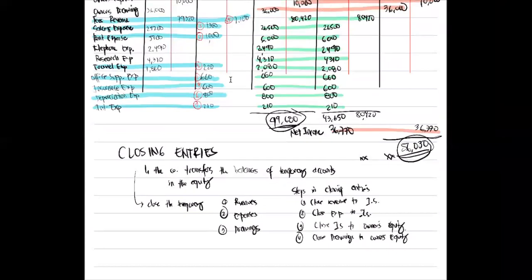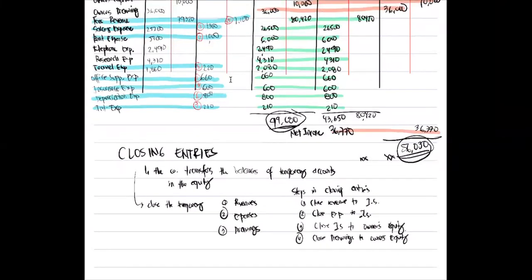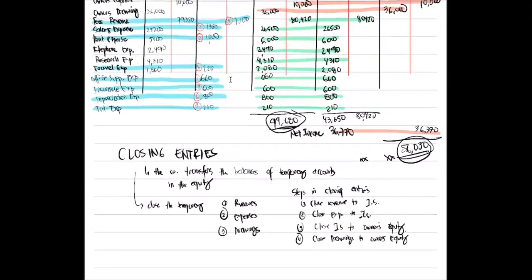We make use of this. Okay. Gamitin natin yung example natin kanina. Ayan, nakikita nyo ba yung owner's drawing? 36,000 andyan, tapos may mga fees revenue. So, gawin natin yung 4 steps. So, step 1, we close the revenue to income summary. So, what is our revenue? Fees revenue. Magkano yung fees revenue natin dyan? 80,420. So, we debit fees revenue, we credit income summary.